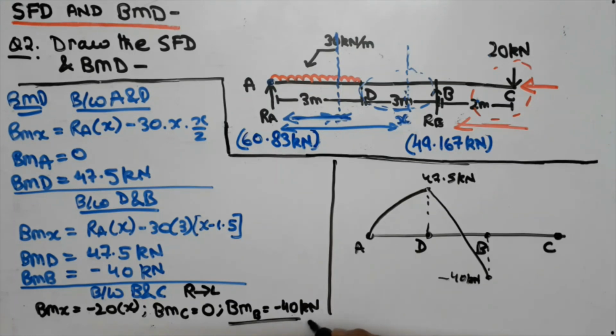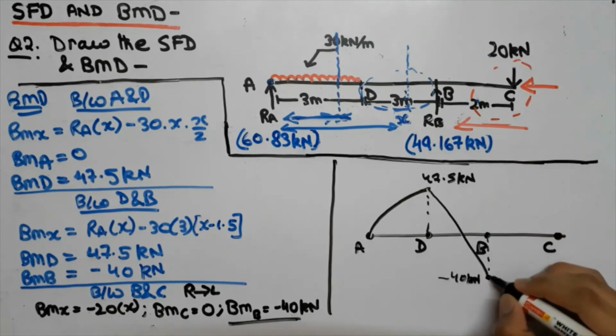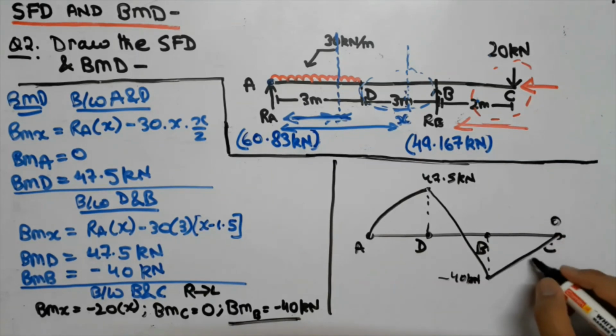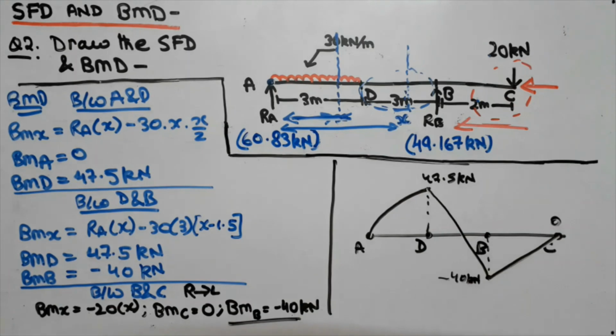And again we found out the value of BMB, that is bending moment at point B, to be minus 40 kilonewton between the parts B and C, and C came out to be 0. So we will simply join this to the C point, that is at point 0, and this is again linear because no load is applied between the points B and C. So guys, this is our final BMD, that is bending moment diagram.